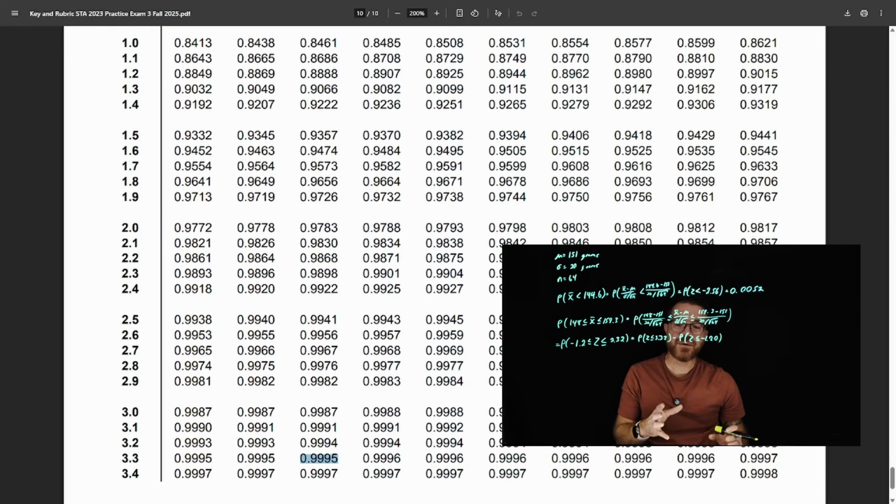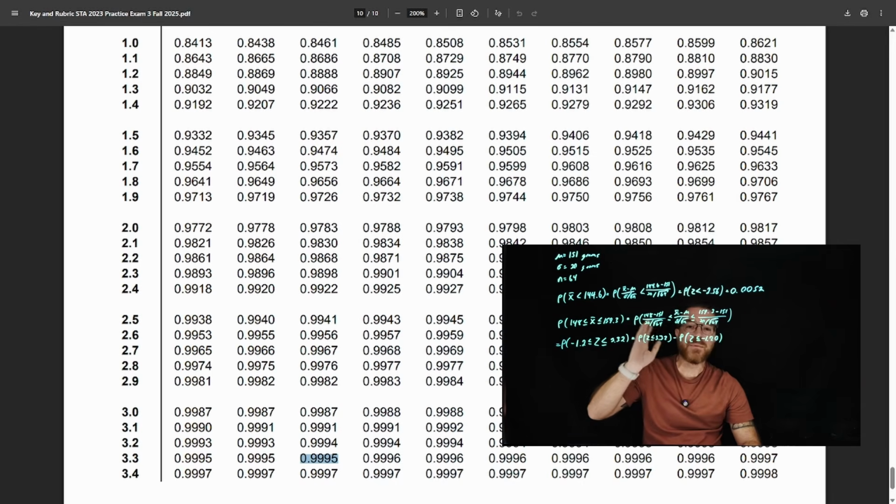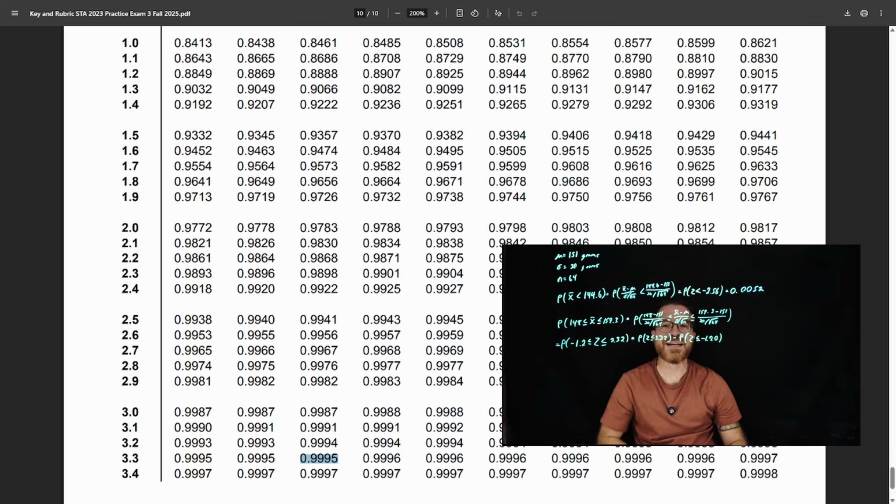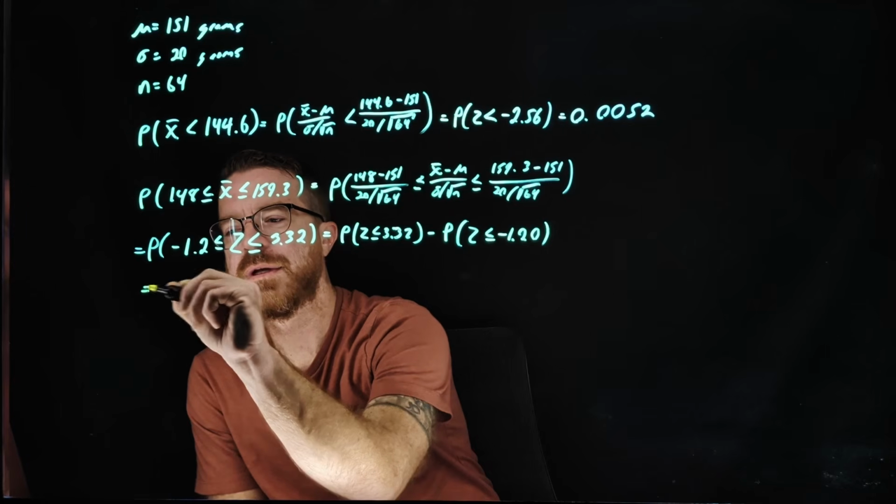So for my first value, I go down to 3.3. Now, of course, remember, again, this is zoomed in just so it takes up a good amount of the screen, but we can count the columns to figure out how many to go over, because we want to go over to 0.02. So it's 0, 1, 2, meaning it's the third column. This is going to give us a probability of 0.9995.